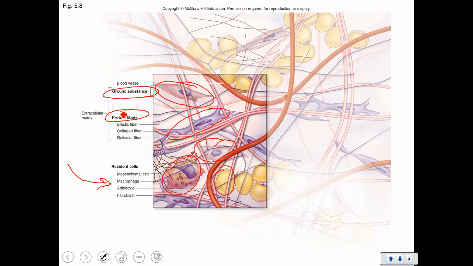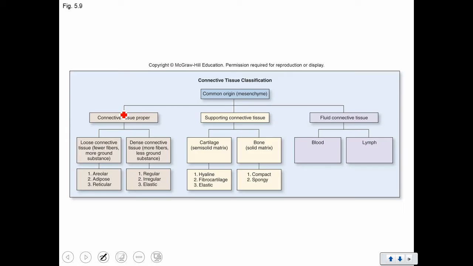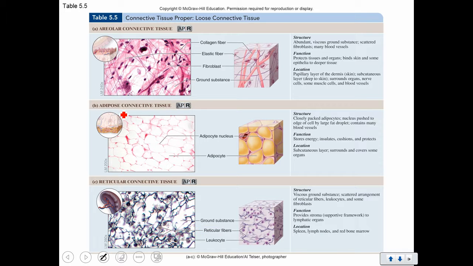And if you want to think of loose connective tissue as the pirate, maybe, oh, there you go. R, okay? R, because it's AAR, all right? So the first type of connective tissue we have is areolar connective tissue. Areolar connective tissue.